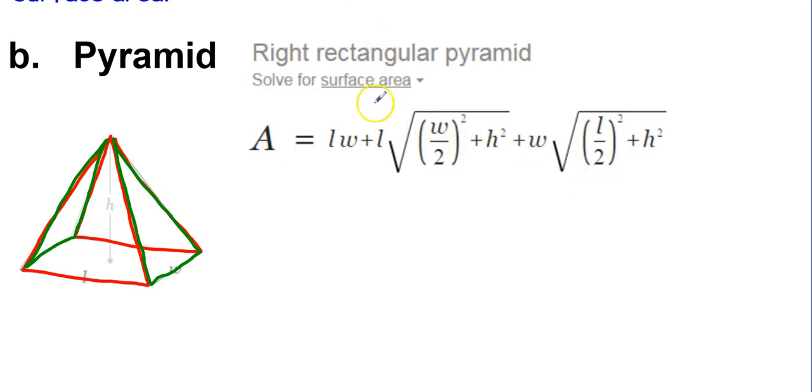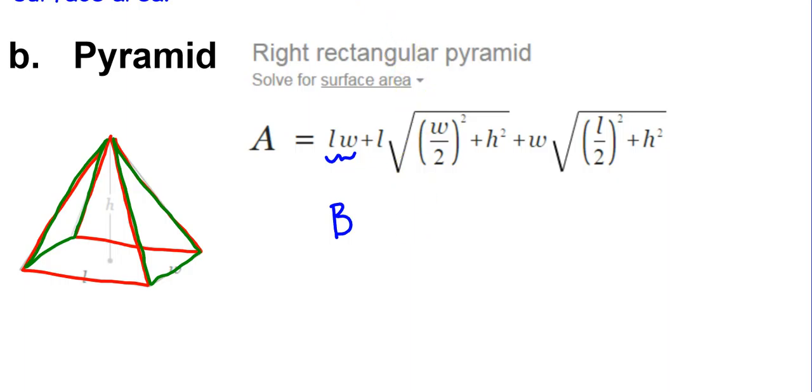So the first thing I want to look at in this formula is L times W. That's the first component. Well, L times W is just this length times this width, and that's the area of the base. And in a pyramid, we only have one base. So what we want to do is just find the area of that thing. If it's rectangular, then we take the area of a rectangle, which is length times width.